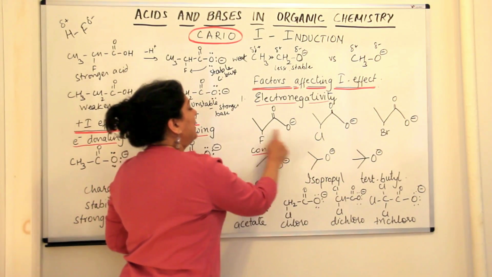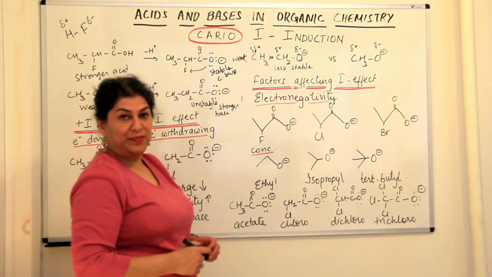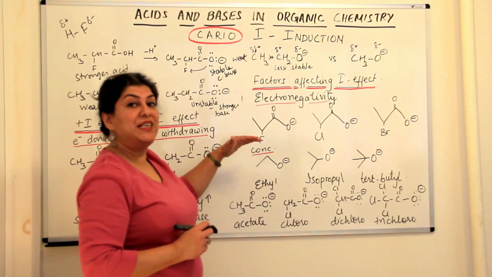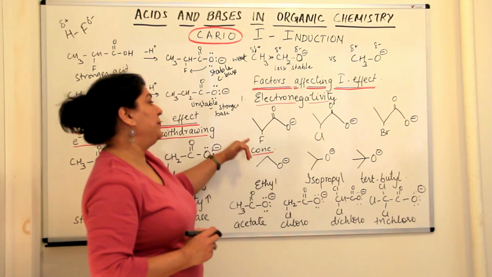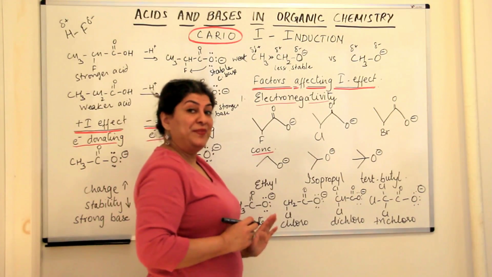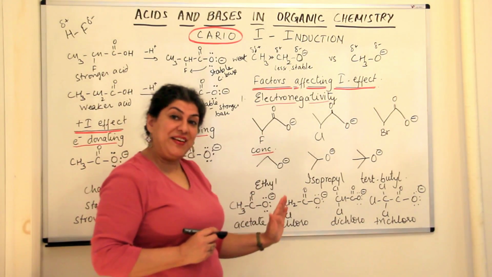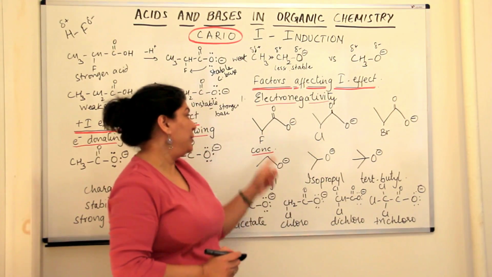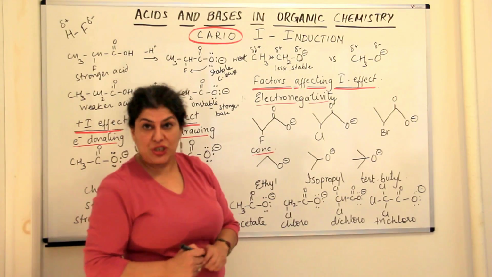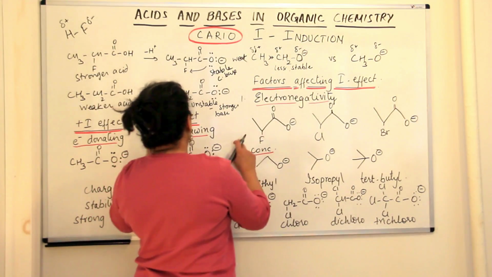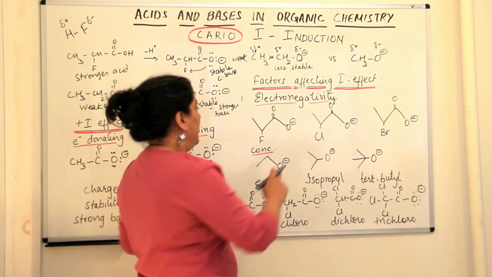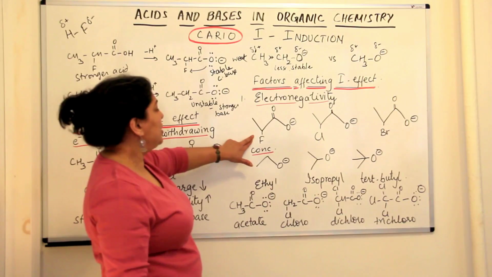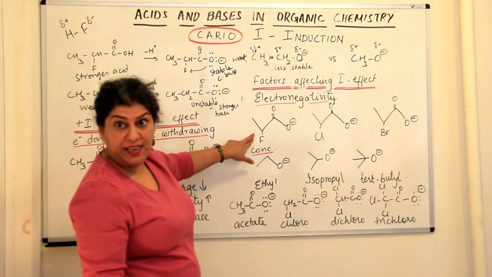So now tell me, which one out of these do you think is most electronegative? If we move from left to right in the periodic table, we find that the electronegativity increases. And if you move from top to bottom, we find the electronegativity decreases. And fluorine, chlorine and bromine belong to the same group, that is the 17th group. So out of these, fluorine is the most electronegative. Therefore, it would have the highest minus I effect. This would have lesser than this, and this would be still lesser.